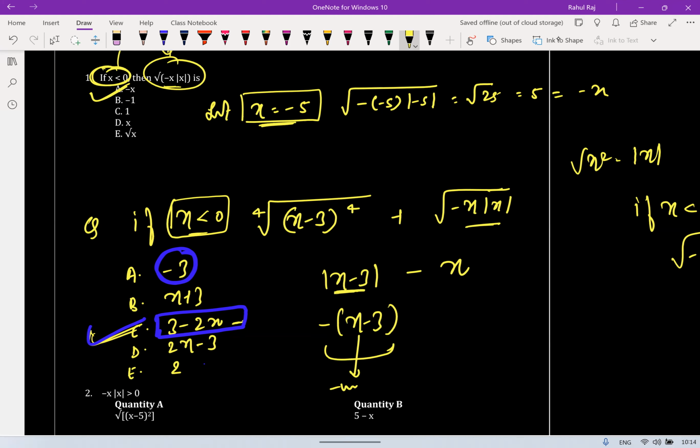Am I right? Okay. Now this is negative of x minus 3, Alexa. This is nothing but 3 minus x. This is the answer. But that's the reason I say you should not go with the variables.